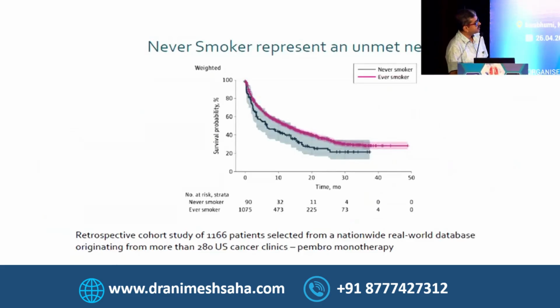So these are the retrospective cohort of MSKCC data of more than 1,000 patients, selected from a nationwide database originating from 280 US state clinical trials in the pembro monotherapy. If we look at the curve, never smoker versus ever smokers, there is a doubtful benefit with this cohort. So definitely we have to look at it in a prospective way, how beneficial it actually is.